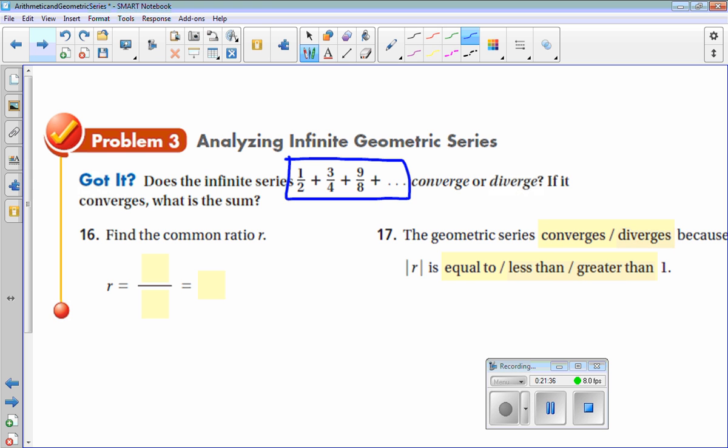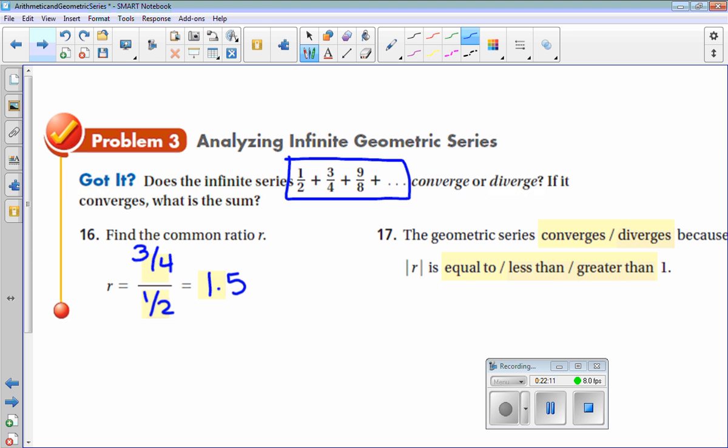Well, let's find the common ratio. What's 3/4 divided by 1/2? Let's try it. So 0.75 divided by 0.5. Let's try with the second two. 9/8 divided by 3/4. Do I get 1.5 in each case? So isn't 1.5 the r? Okay. All right.